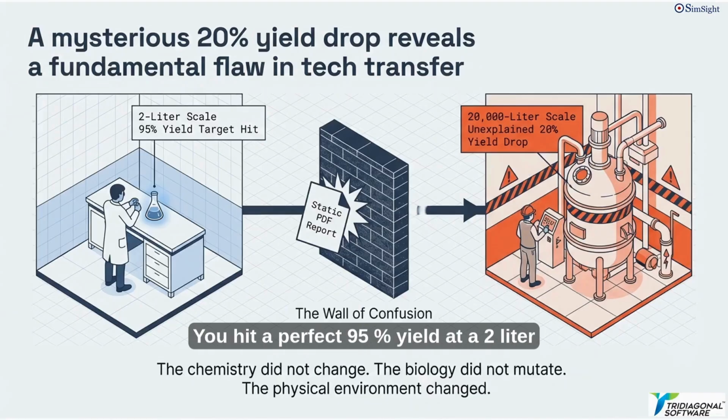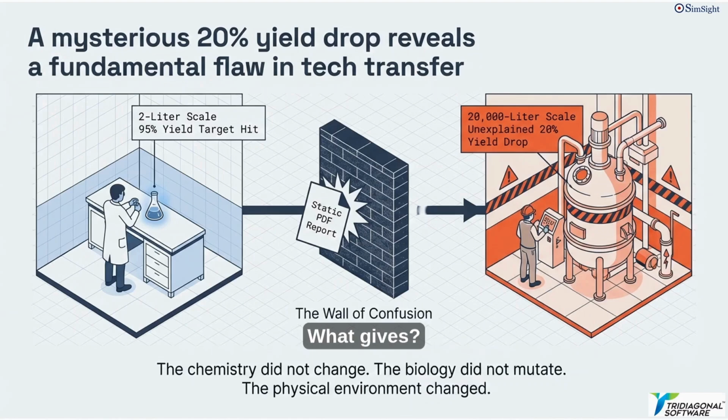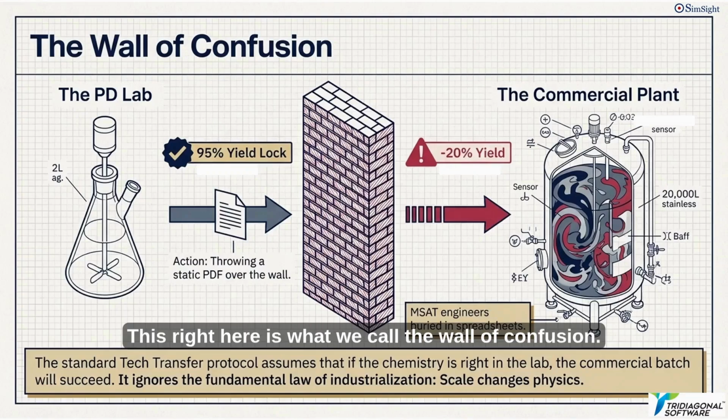Picture the scenario. You hit a perfect 95% yield at the 2-liter bench scale. It's a huge win, right? But then, when you move that exact same recipe to a 20,000 liter commercial tank, boom, an unexplained 20% yield drop. What gives? This right here is what we call the wall of confusion.